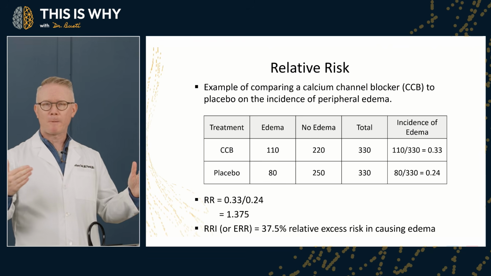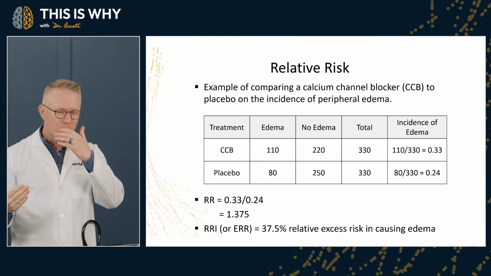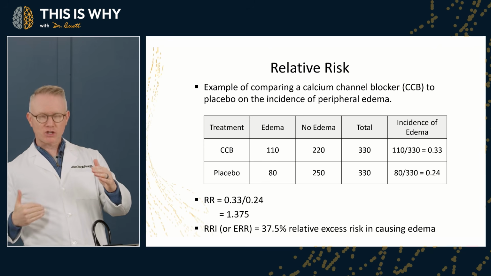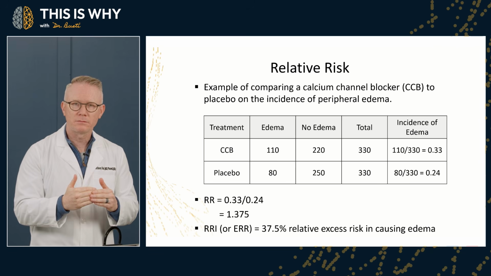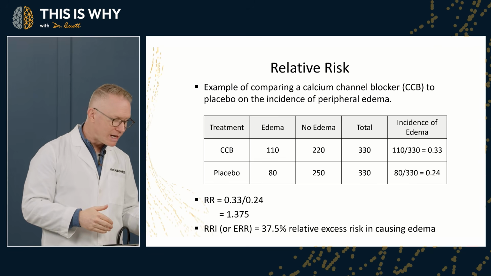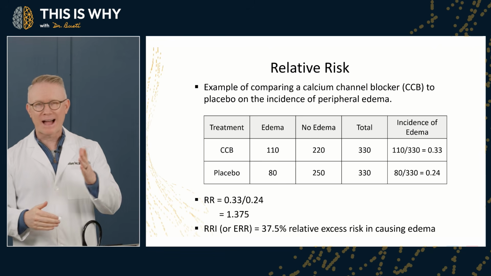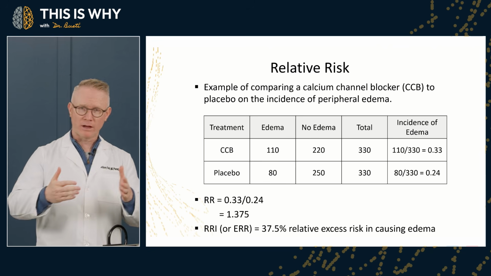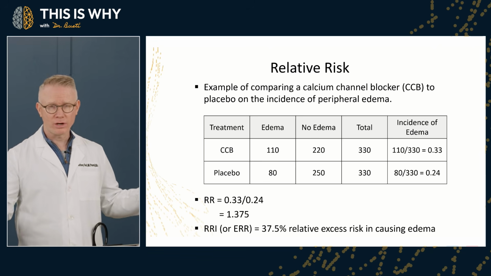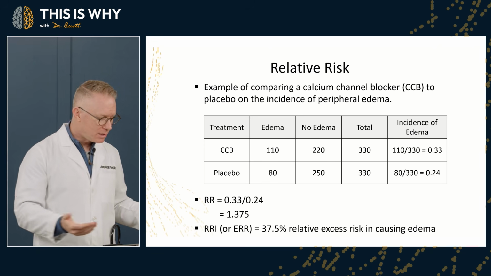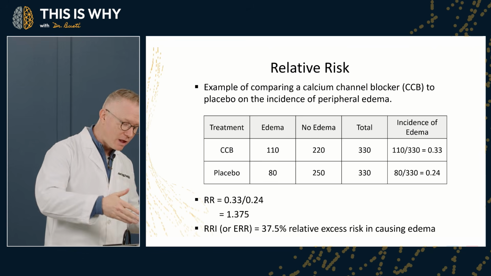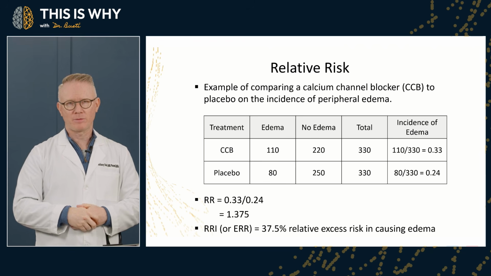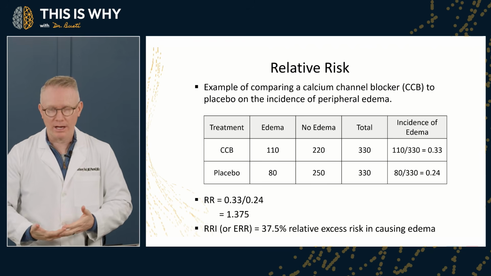So the relative risk is the incidence of the exposed divided by the incidence of the unexposed, and so it was 1.375. Now remember, 1 is no different. So the excess or reduction is the difference from 1. So the relative risk increase, RRI, some people use ERR, the excess relative risk, is 37.5%. And you would say that there's a 37.5% relative risk increase in causing edema with the use of calcium channel blocker. That's how you interpret it.